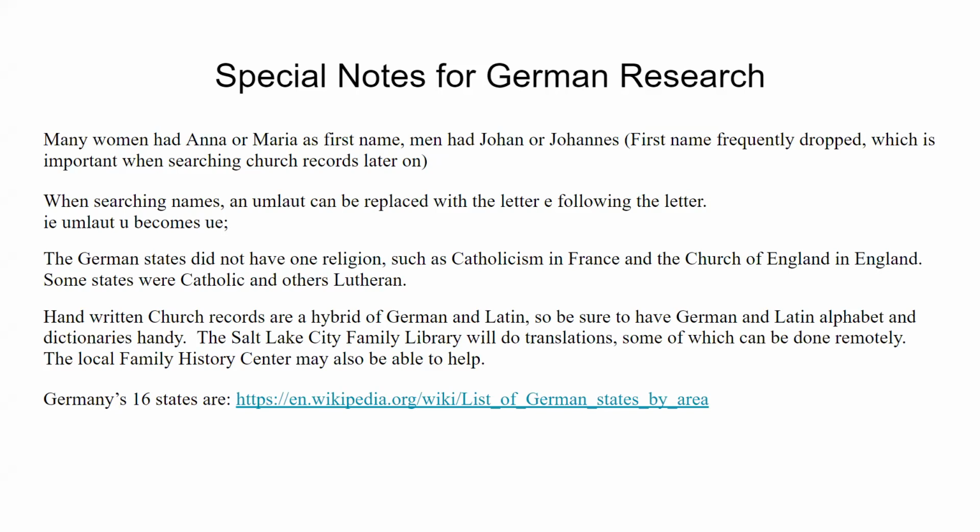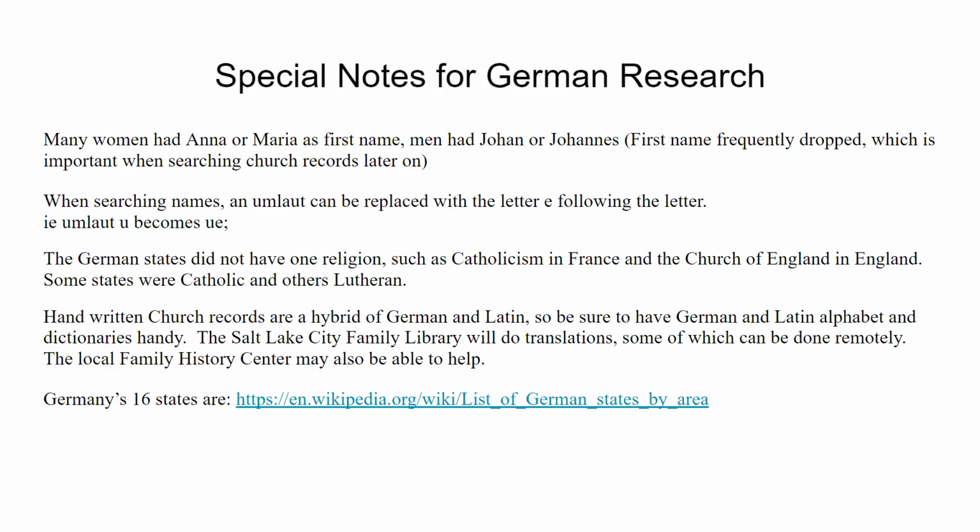Also, men typically had Johan or Johannes as a first name, followed by the main name that they went by. Likewise, Hans shows up frequently, which is a short form of Johannes. Once again, many times that is dropped. So if you're looking for Johan Albert Johnson, a lot of times you'll just search for Albert and the Johan would have been dropped.